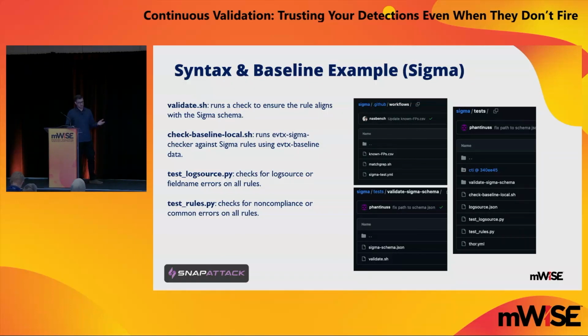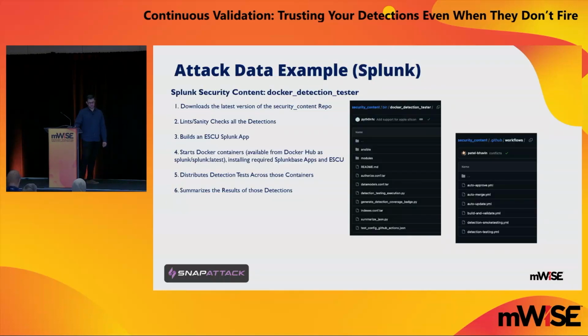And then testing the rules, looking for non-compliance and common errors on the rules. Again, you're going to come up with these errors as you start to be in this pipeline a little bit and start noticing problems that slip through, and you just keep iterating and making it stronger and stronger until fewer things make their way through.